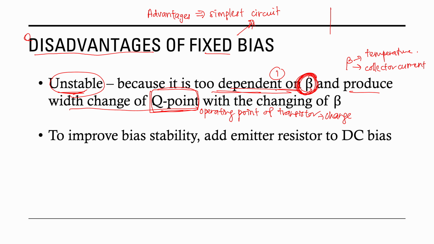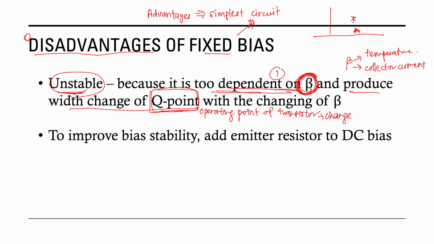We have discussed that for a good transistor, the operating point must be at the center of the graph, right? So if your Q point changes and goes nearer to the cutoff, then you are going to have clipping, right?